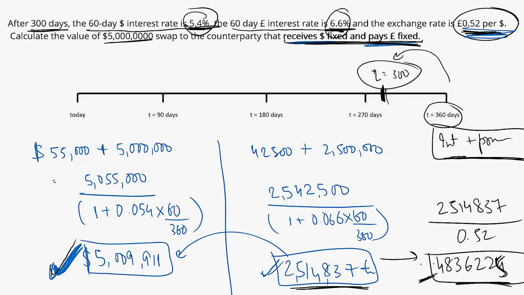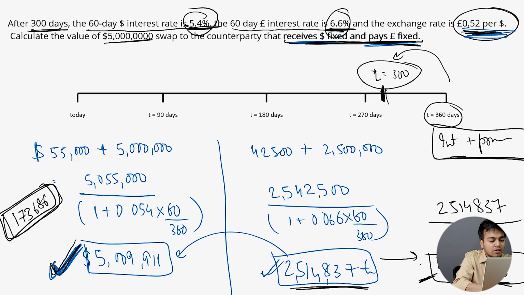Now the difference of that would be the value for him. So minus 5,009,911. So the value is nothing but 173,686. Alright, this is the final value. It is positive because this is what he is receiving and this is what he is paying. He is receiving fixed dollars, so he is receiving this dollar amount, and this is the GBP amount which we have converted into dollar terms. So the difference is 173,866. This is the final answer that we have arrived at, and this is how you need to work out your calculations.